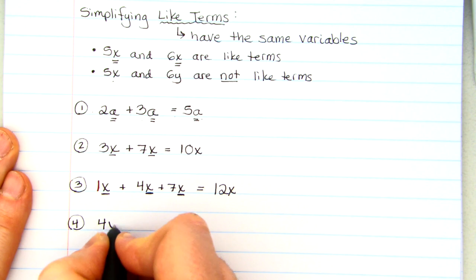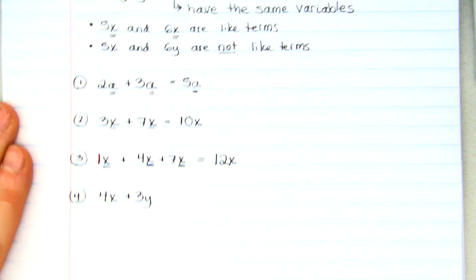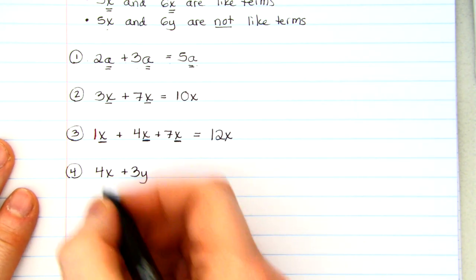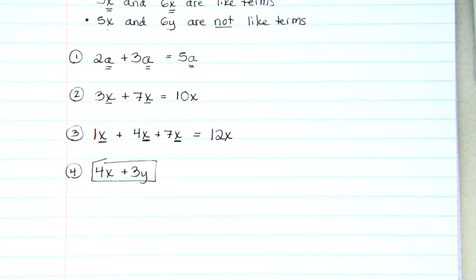Let's look at 4x plus 3y. These are not like terms. You cannot combine them. So the fully simplified answer for what is 4x plus 3y is the exact same problem that I gave you. It is just 4x plus 3y. You cannot do any better with this.